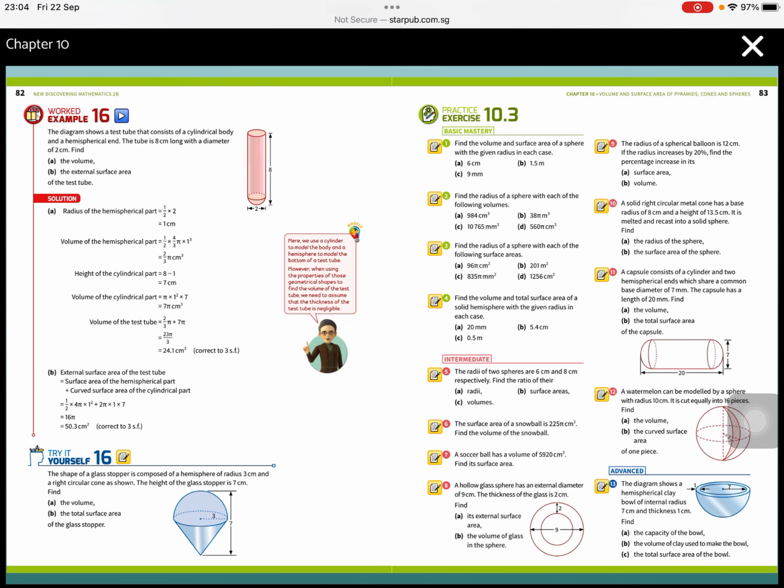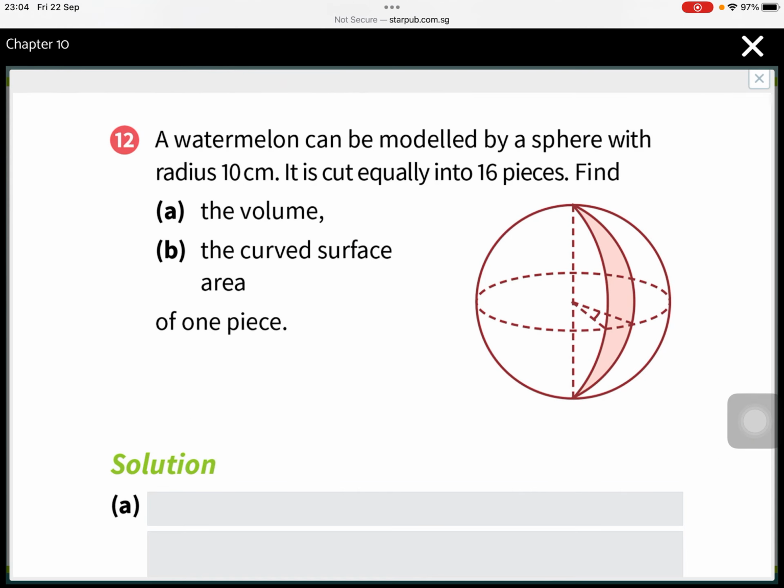Okay, next question, we have question 12. A watermelon can be modeled by a sphere with a radius of 10 cm. It is cut equally into 16 pieces. Find the volume and the curved surface area of one piece.